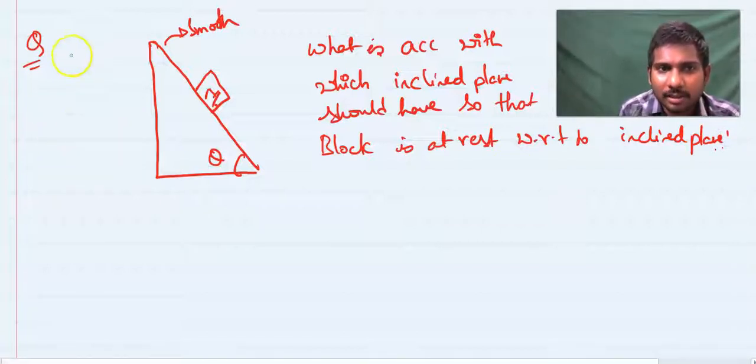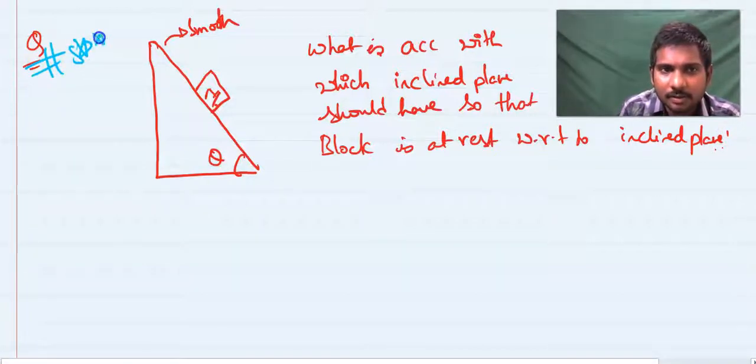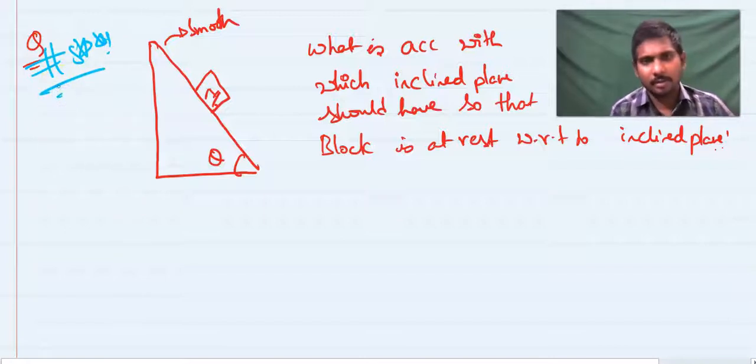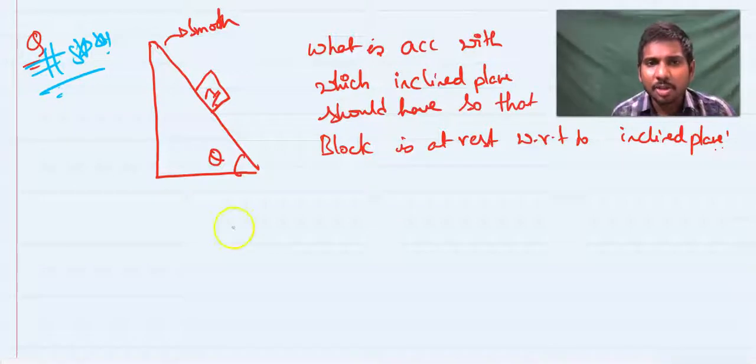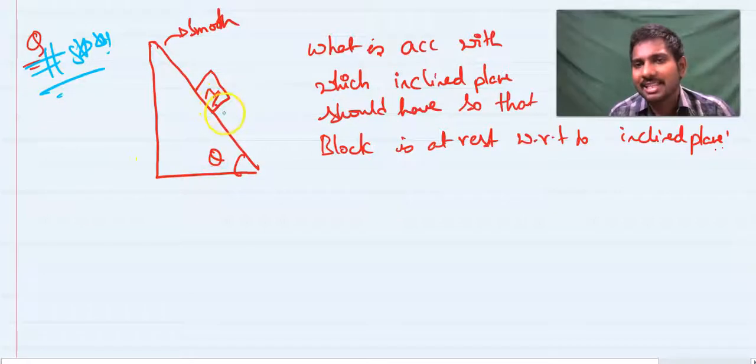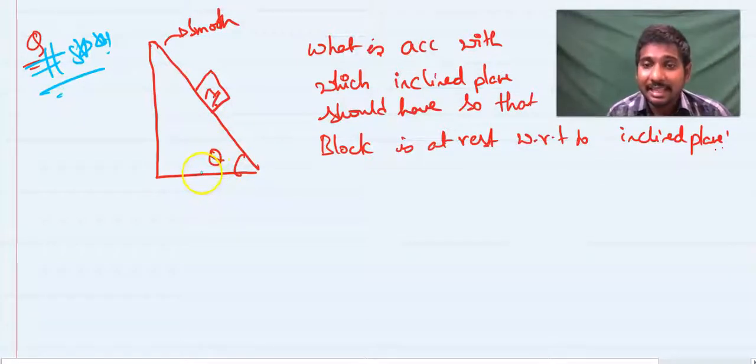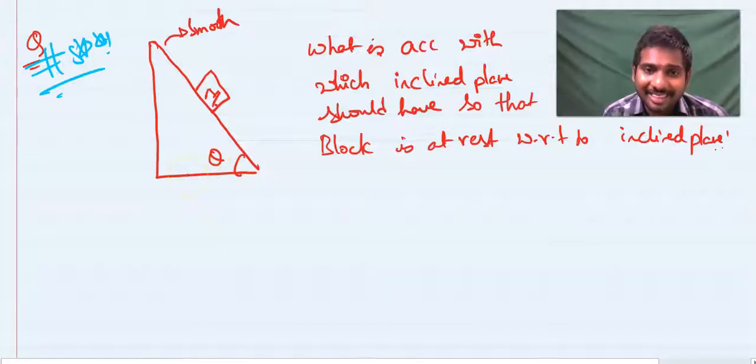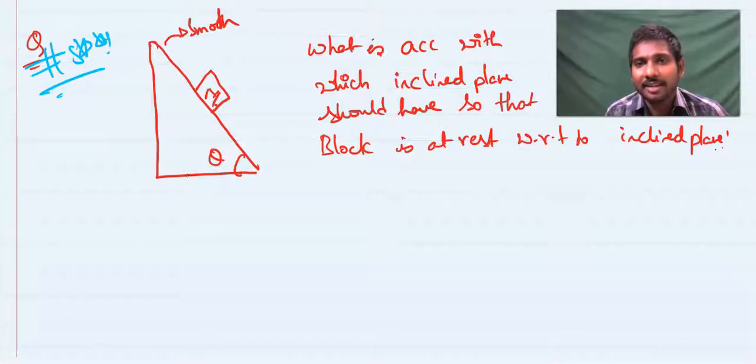This is a wonderful question. You carefully observe this question. So the question is asked, actually what should happen? If the inclined plane is fixed, the block should accelerate with g sin theta acceleration, as we have solved in our previous videos, along the inclined plane. But here he is saying the block should be at rest with respect to the inclined plane.